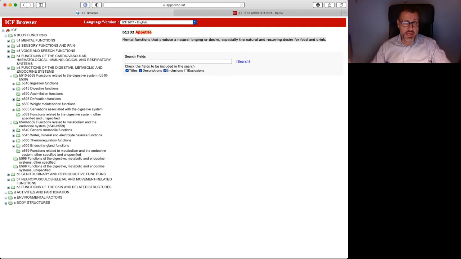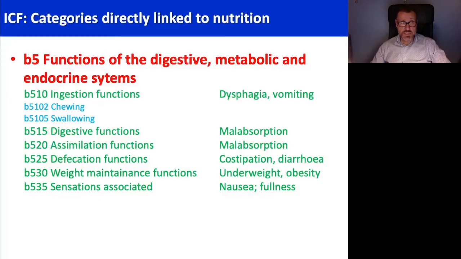Now let's go back to the slides. So here are a few slides which summarize what we have seen so far. These are the digestive functions related to nutrition. For instance, here we have the second level categories. Within ingestion, we have B5-10-2 chewing and B5-10-5 swallowing. Chewing and swallowing may be related to impairments like dysphagia. Digestive and assimilation functions may be related to malabsorption.